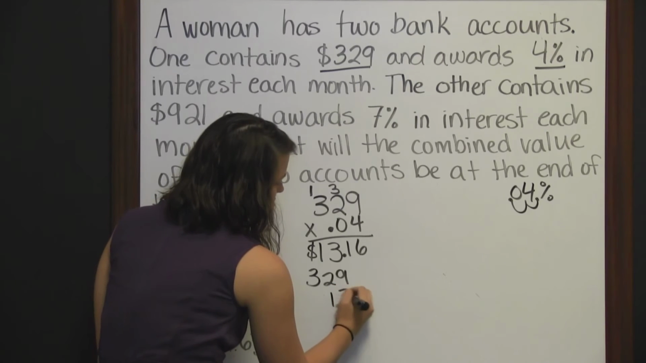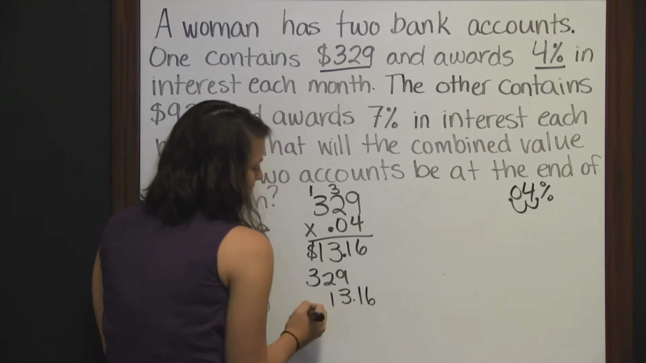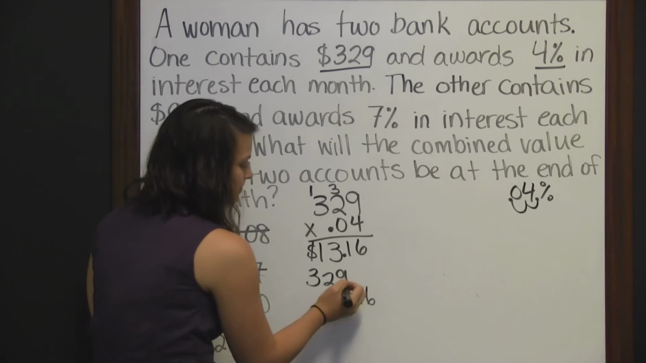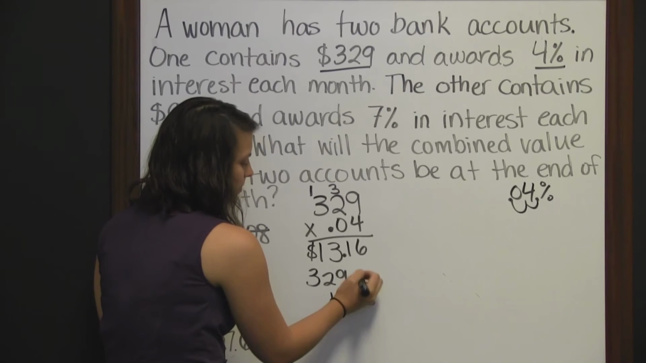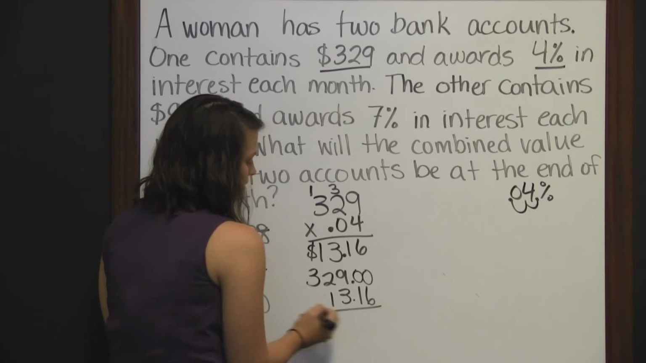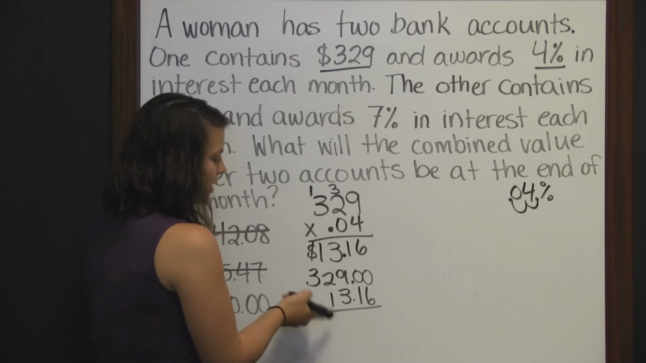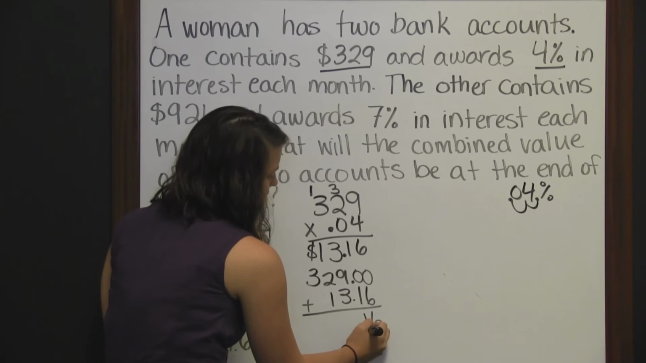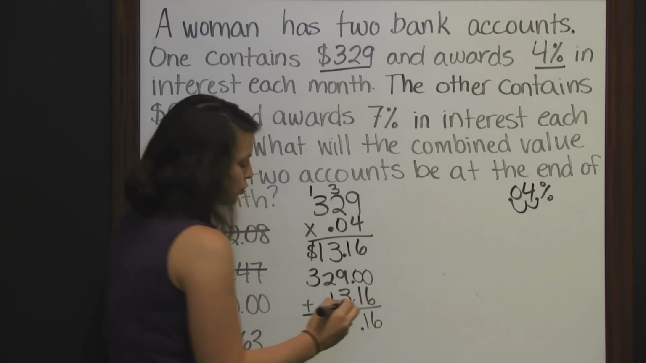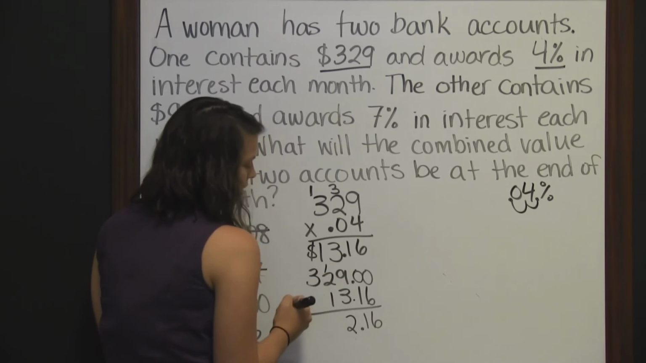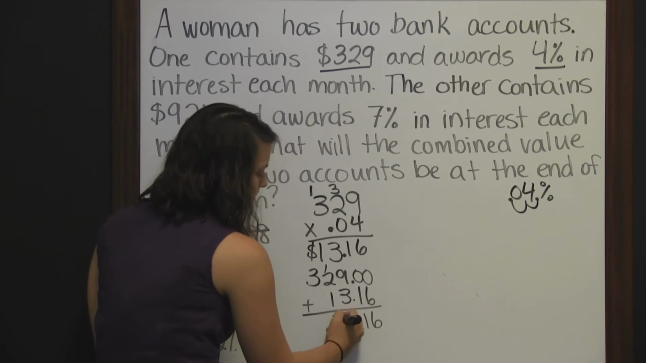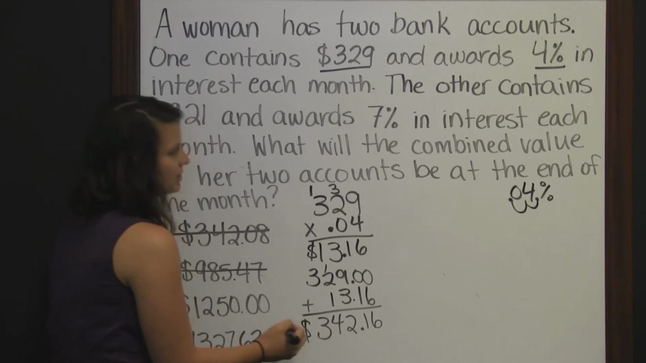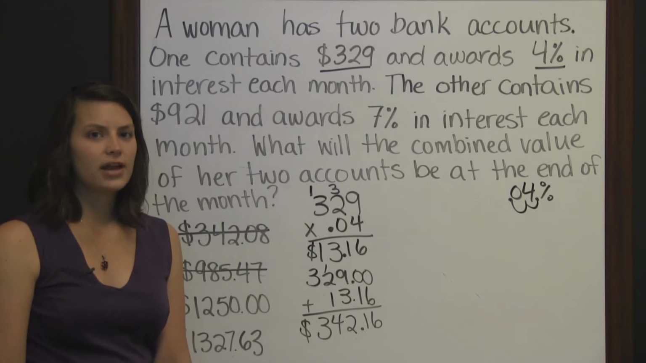So together, this account has a total $329 plus $13.16. When you're adding, you have to make sure to line up the decimal places. And the decimal in 329 is at the back, and you can add a 0, 0 there to just line everything up. So we add those together. 0 plus 6 is 6, 0 plus 1 is 1, bring down the decimal. 9 plus 3 is 12, write the 2, carry the 1, 2, 3, 4. So $342.16 is what's in the first account at the end of the month.